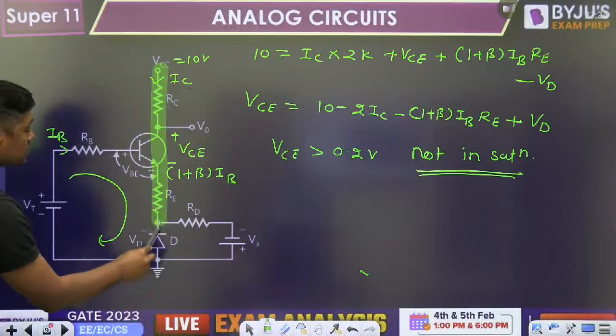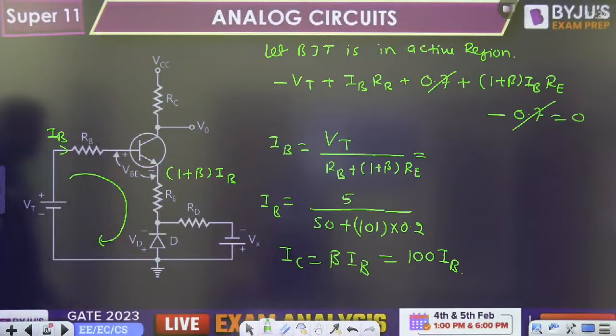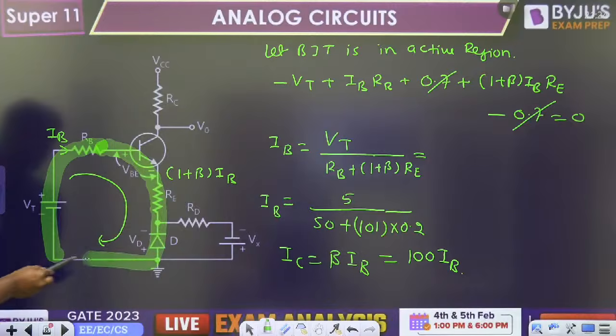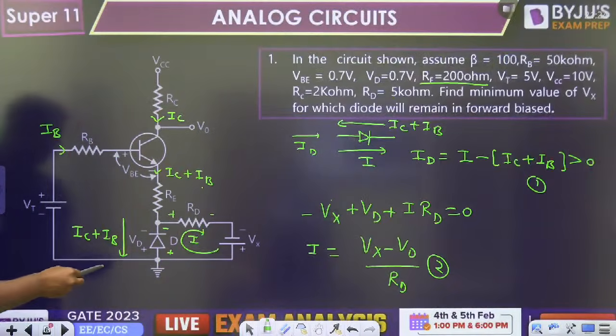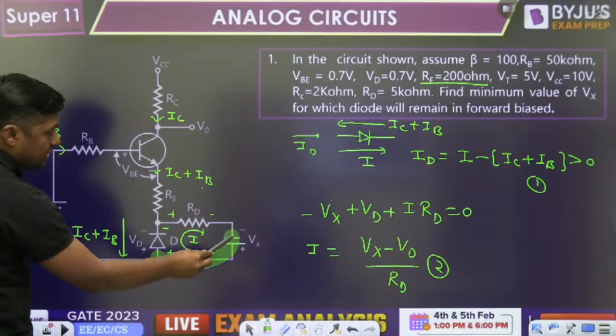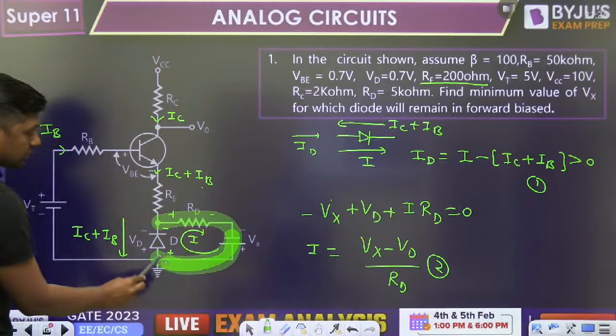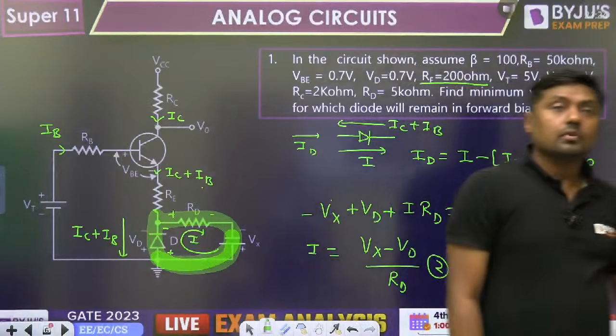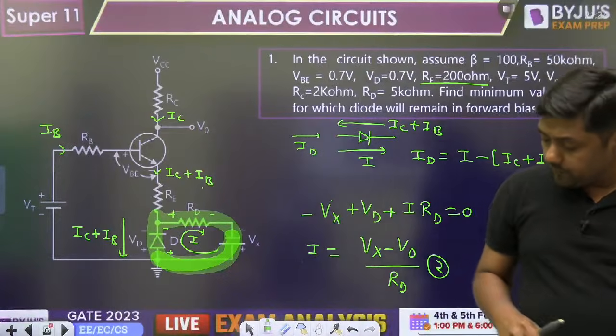From this point to this point. Initially, we are applying the KVL in this loop to find the value of IB. And first, to find the value of I, we are applying the KVL in this loop. Everything is over now. Yes, active region. Okay, you can verify it.